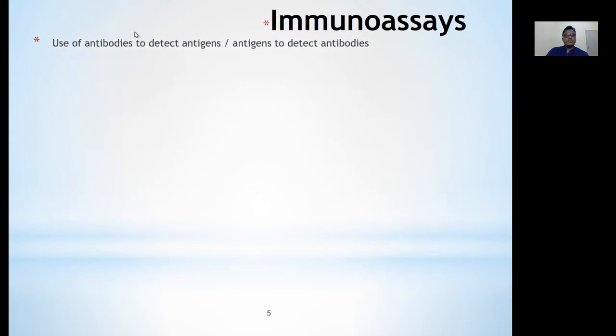Immunoassays use antibodies to detect antigen, or we use antigens to detect antibodies. This is based on the special character of the antibody, which is specific. Antibody is very specific. They only bind to their specific antigen. You can imagine here, a specific antibody looking for its specific antigen. If you want to look for a specific antibody in the patient, we need to have a known antigen to that antibody. So when we run the test, the antigen can bind to the antibody if present.